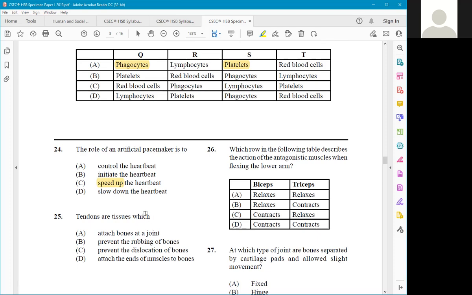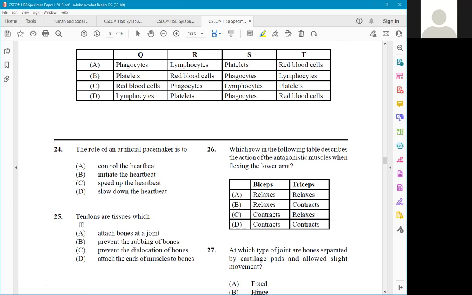25. Tendons are tissues which attach bone at a joint. Doesn't that sound like ligament? Because we know tendons don't do that. But because persons tend to get mixed up with them, hence the question.